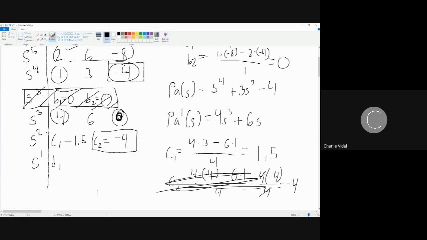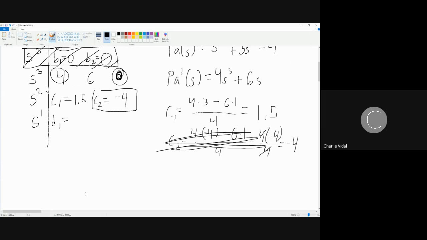So we're going to find D1. D1 is equal to 1.5 times 6 minus -4 times 4. I believe I did that right. It's going to be divided by 1.5. I don't want to recalculate this.